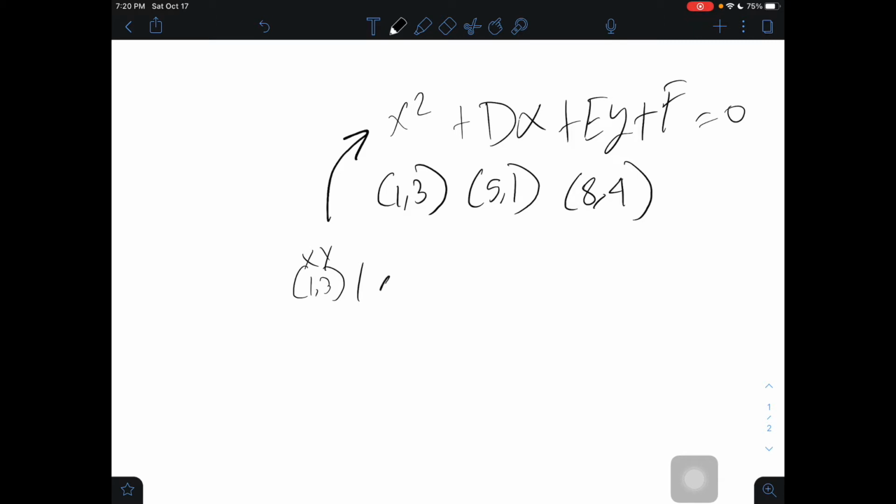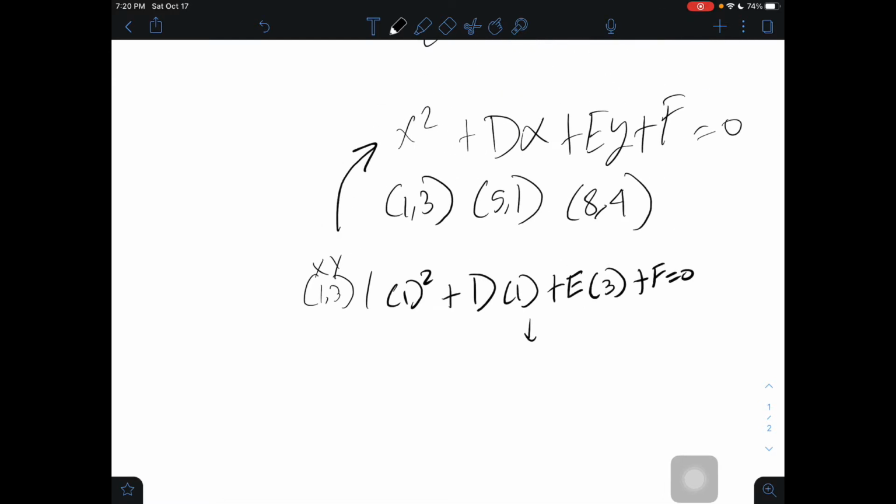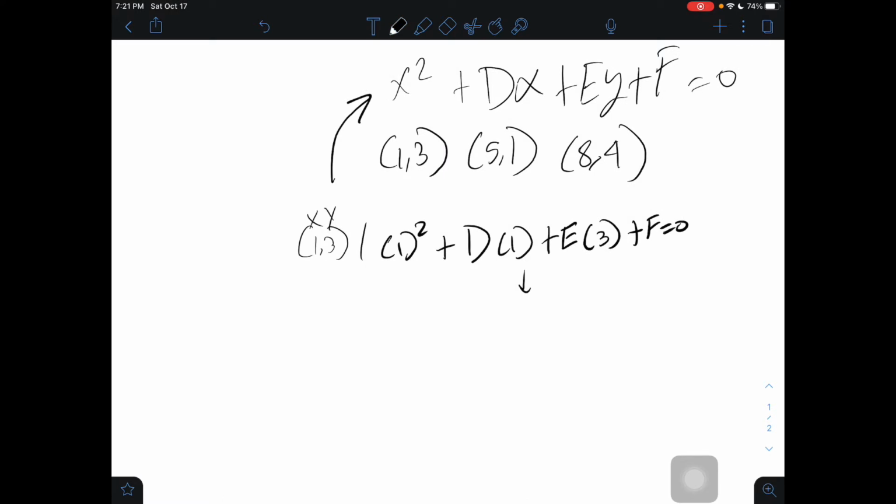So we have x squared, which is 1 squared, plus d times our x value, which we stated was 1, plus the variable e times our y value of 3, plus f equals 0. After substituting, we are left with 1 squared plus d times 1 plus e times 3 plus f equals 0. So 1 squared is just 1, 1 times d is just d, e times 3 is 3e, and f by itself is just f, which all equals 0.